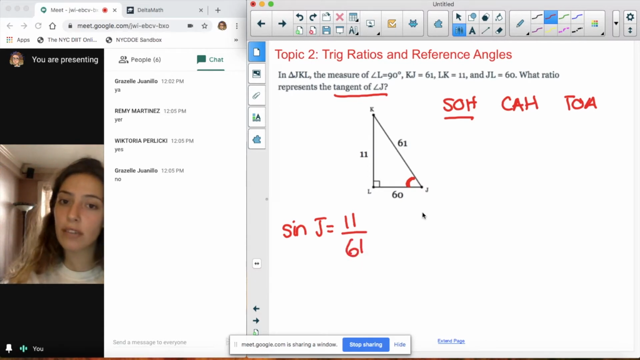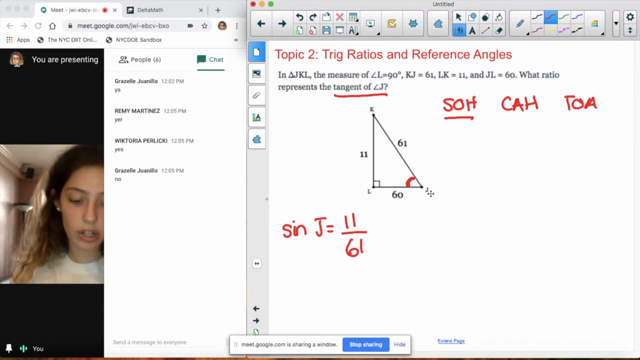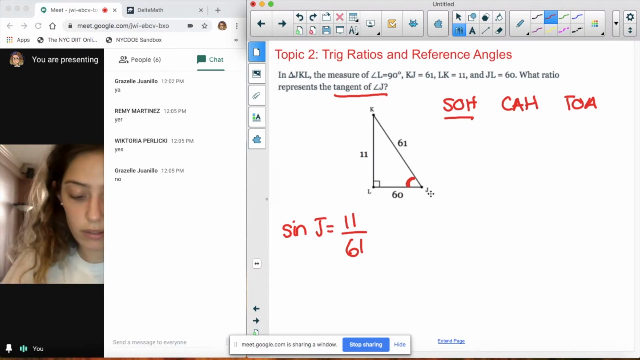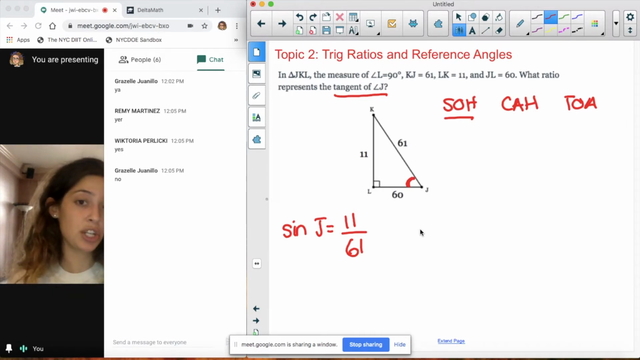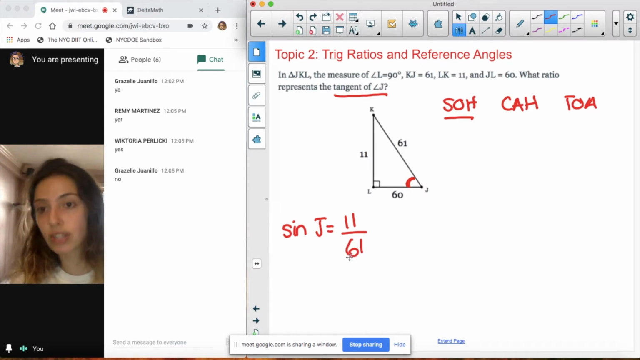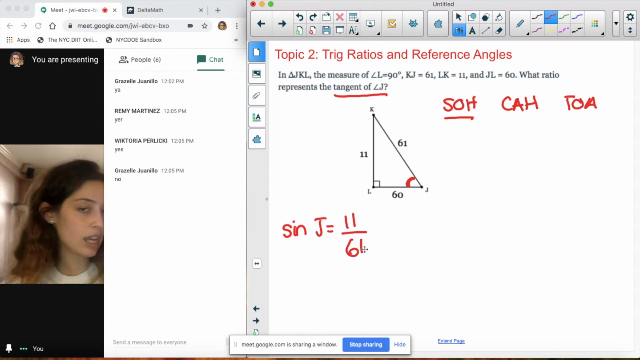Now you want to see if you could simplify this at all. So in your calculator, you could type in 11 divided by 61. Press Math Frac. If you get a simpler fraction, change it. In this case, you do not. So it just stays sine of J equals 11 over 61.